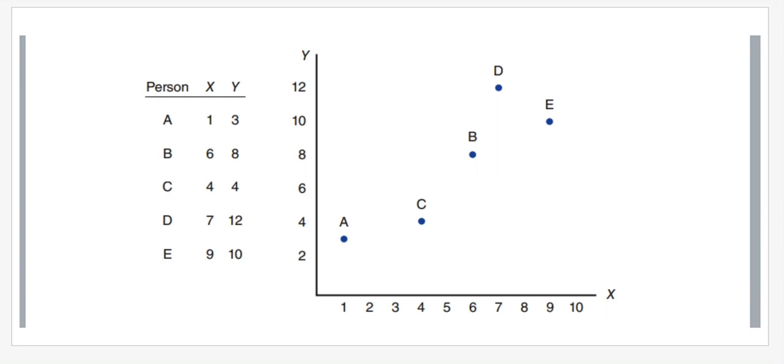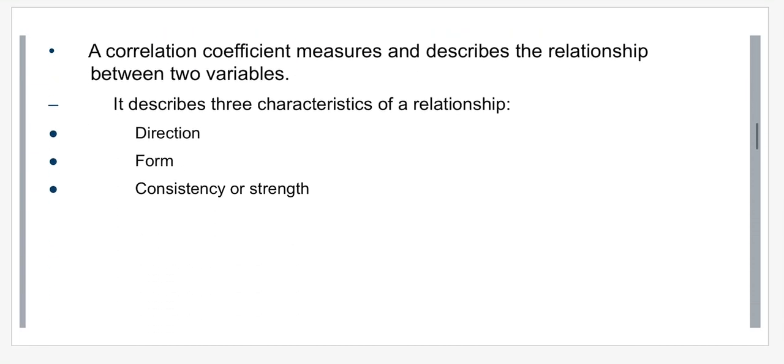So A and C would be up higher on the y-axis, like near 12, and then D and E would be down closer to 2. It would be switched. It would be going downhill. It would start up high on the left side and go down as it went to the right side. Again, in that case the higher y values would be associated with the lower x values. As x increased, y would decrease. And so that would lead to a negative relationship, because as one increases, the other is decreasing.